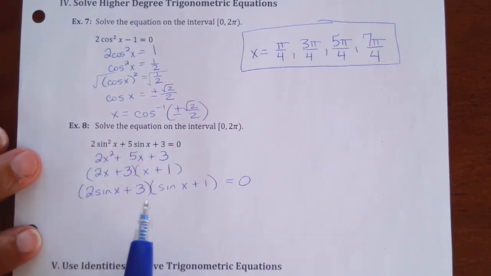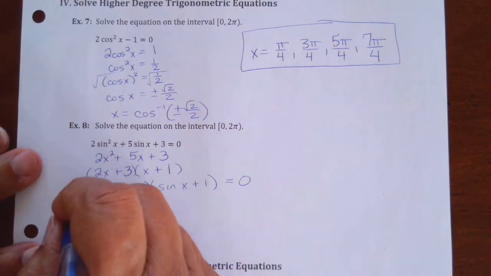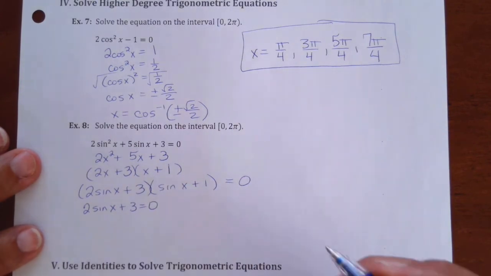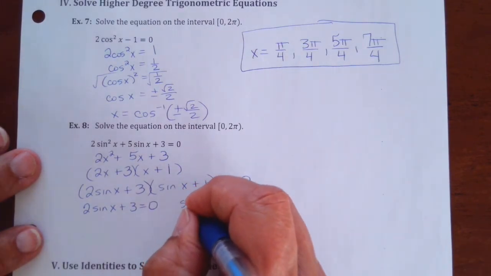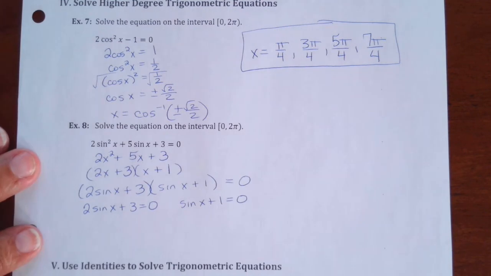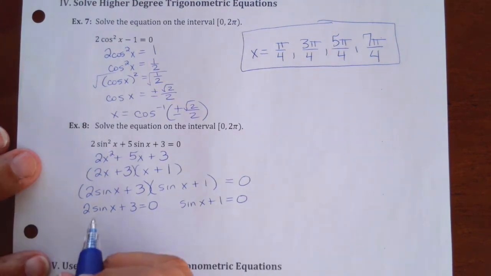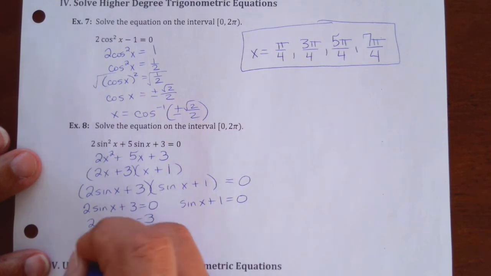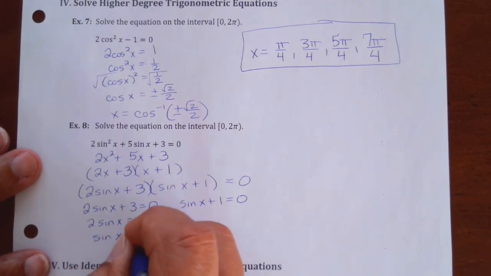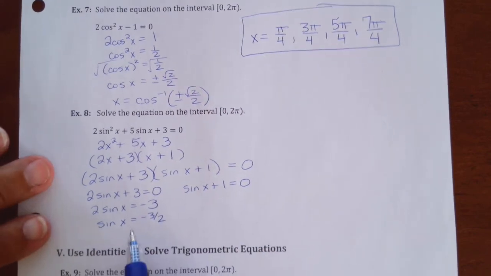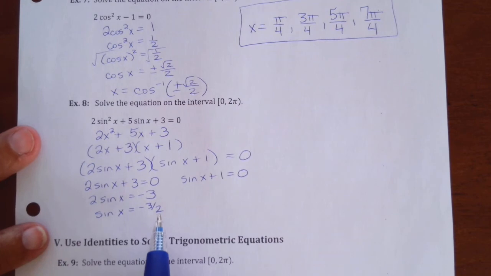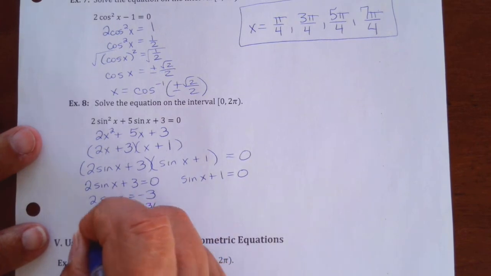Now, just like always, to solve these, you set each factor equal to 0 and solve. So we've got 2 problems to do. So set 2 sine x plus 3 equal to 0, and we're going to set sine of x plus 1 equal to 0. All right, so this one, bring the 3 over, it's negative, divide by 2, negative 3 halves. Well, there is nothing on the unit circle where the sine value is bigger than 1 or less than negative 1, right? Those negative 1 and 1 are your biggest values. So this one has no solution.